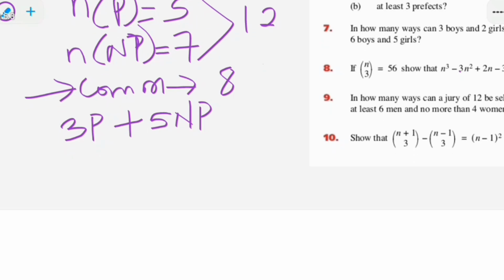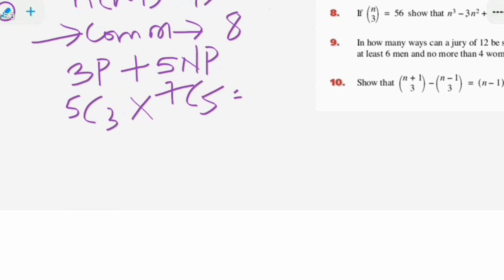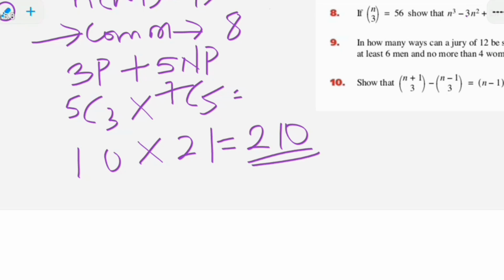So I need 3 prefects now. That will be 5C3, times. Then I need 5 non-prefects out of 7. That will be 7C5. So I'm just going to press this out. 5C3 will give me 10. Times 7C5, which will give me 21. So 21 times 10 will give me 210. So that's the answer to that first one.